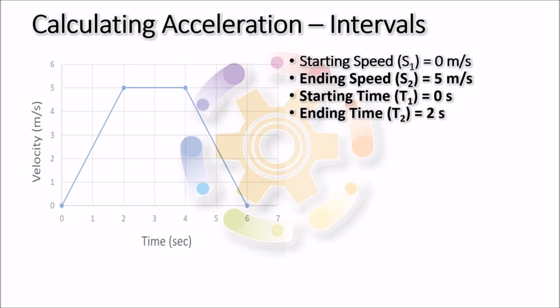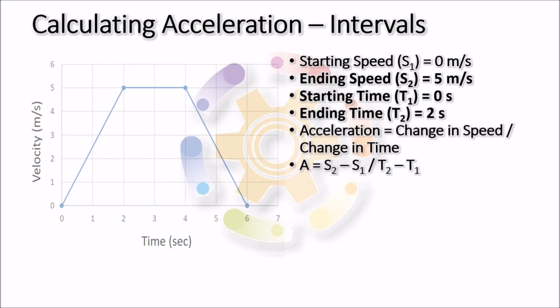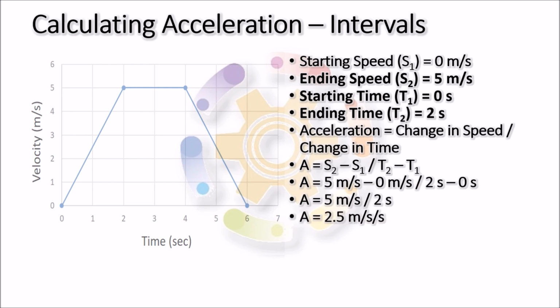For the first interval, our starting speed is 0 meters per second, and our ending speed is 5 meters per second. Our starting time is 0 seconds, ending time 2 seconds. So this is pretty standard. We're just going to input those values into our formula once again. And so we're going to end up with 5 meters per second divided by 2 seconds, which gives us 2.5 meters per second, or 2.5 meters per second squared. Pretty basic, standard acceleration moving up and to the right, so the speed is increasing.